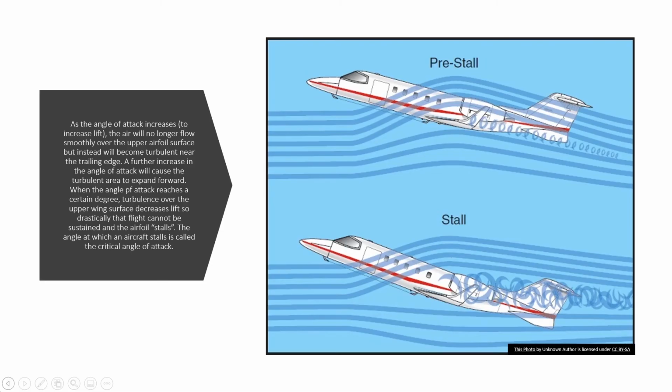So here we have a little visual representation. Basically, a stall is when an aircraft stops flying. It no longer has the lift it needs to stay in the air.